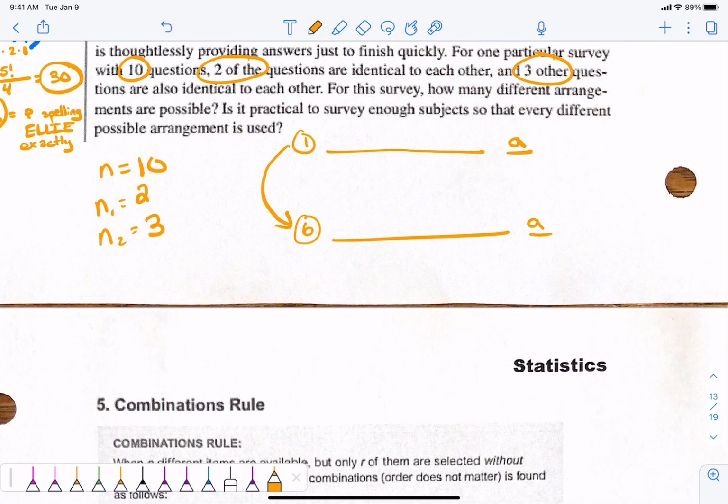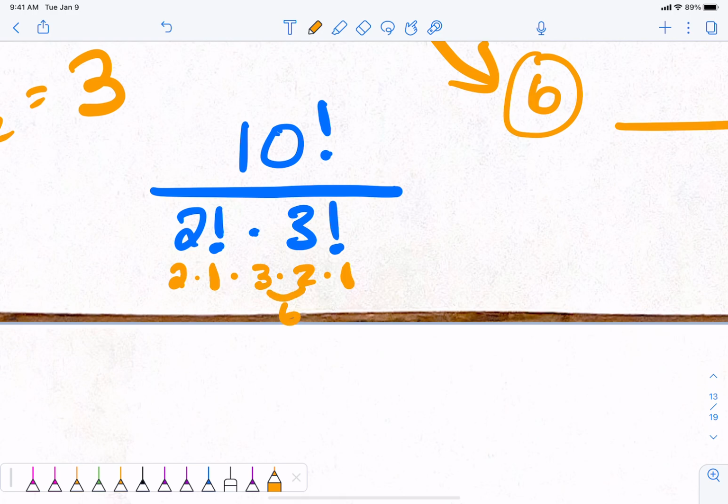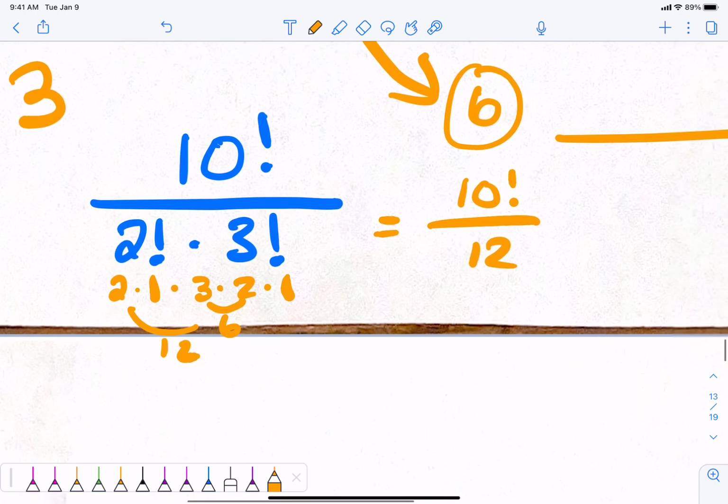To calculate, we do 10 factorial on the top, and then we do 2 factorial times 3 factorial. If you want to enter that into your calculator, you can. Let's look at what 2 factorial times 3 factorial is. So 2 times 1 times 3 times 2 times 1. Can you do that in your head? 3 times 2 is 6. 6 times 2 is 12. So you're basically taking 10 factorial and dividing by 12. Then you don't have to go back through and enter in those exclamation points every single time. That's helpful. What does that come out to be?